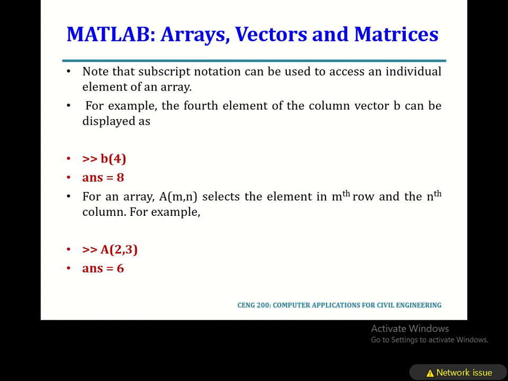You can see the second example is giving you multiple values, but I will show you how to get multiple values as well. But fourth element in B, or you can say give me the element in second row third column from A. So the first number is always the row number. Second number is always the column number. Okay.